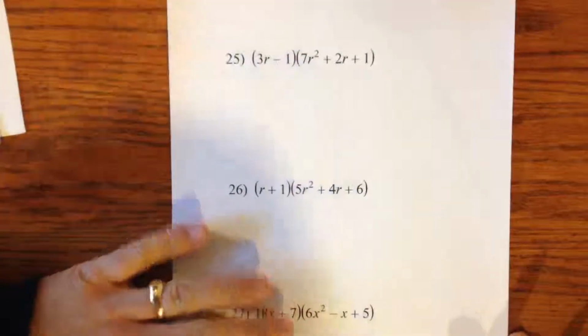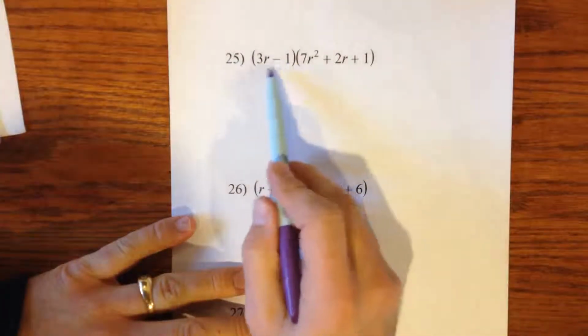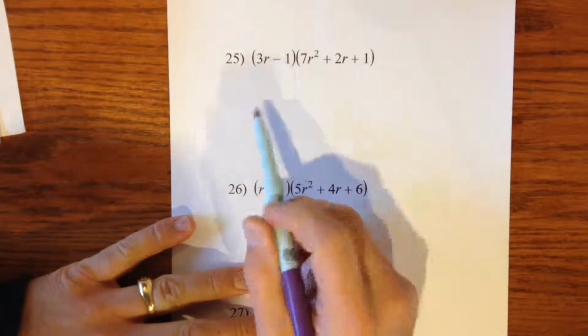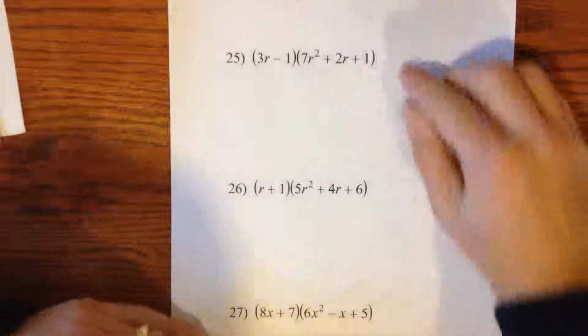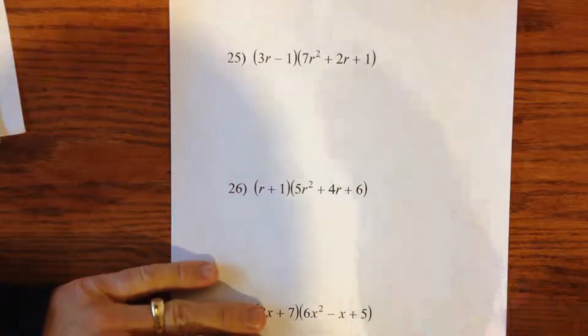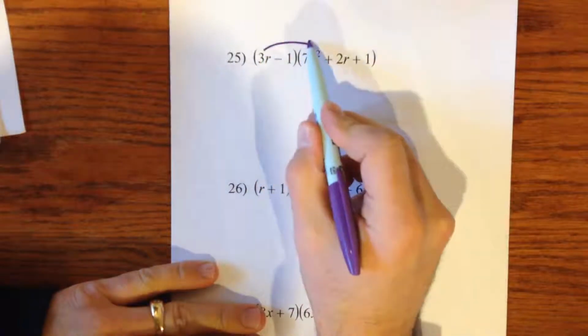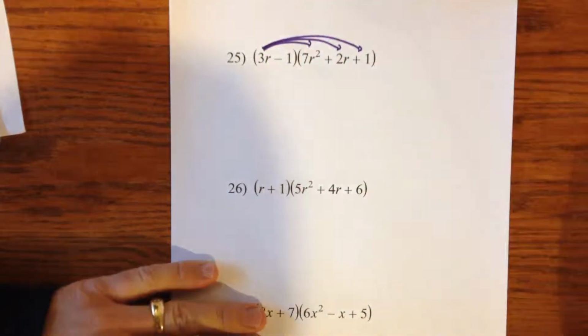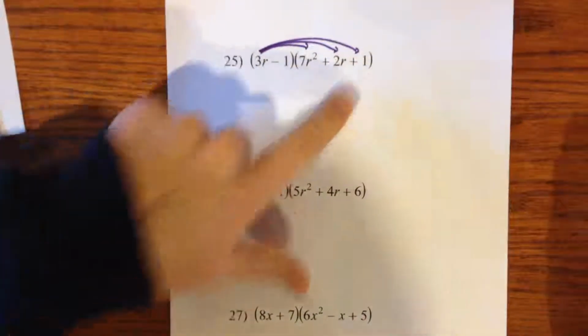It's a little different, okay? So you have a binomial, 2 terms, times a trinomial, which is 3 terms. So it looks a little different. You're used to seeing a 2 term by 2 term, but the only thing that changes here is that you have to distribute this 3r to all 3 terms.